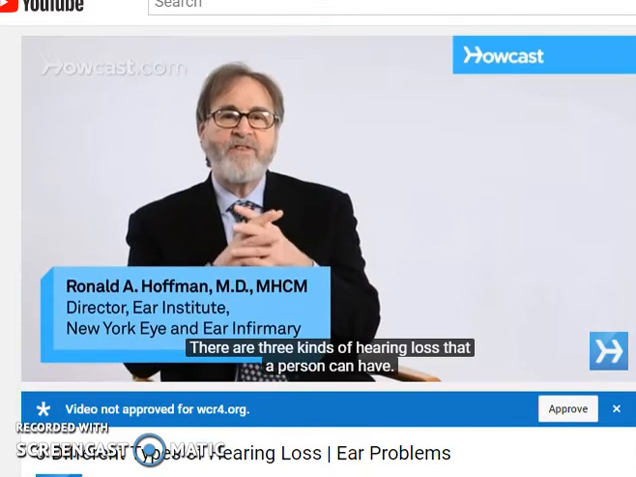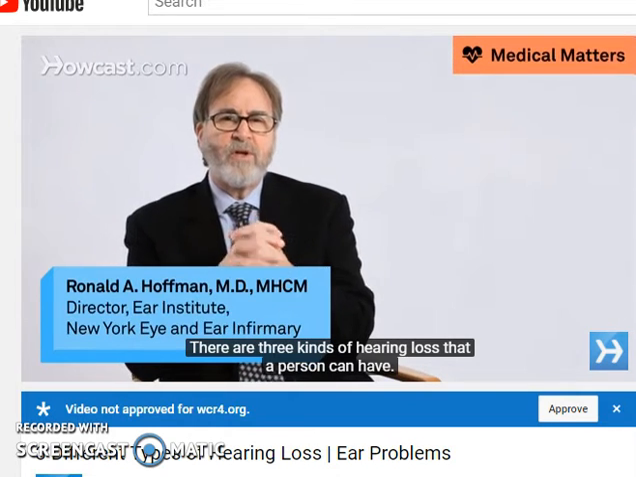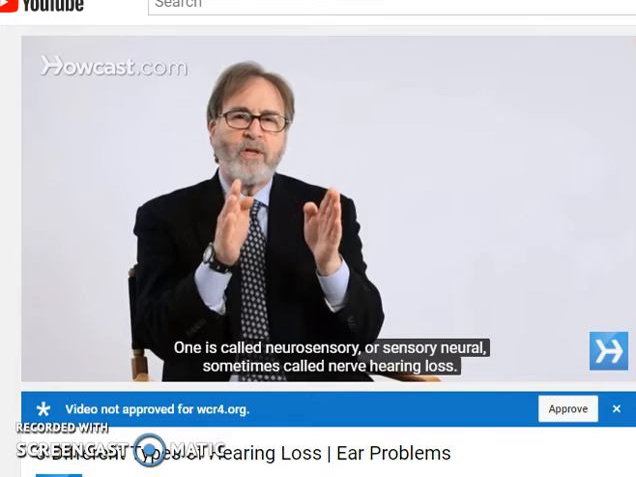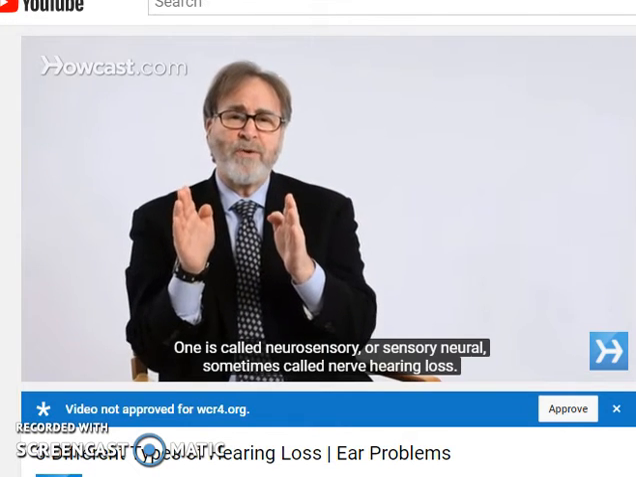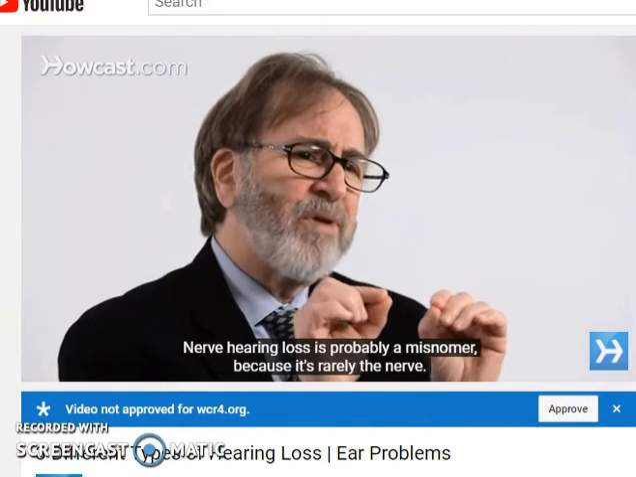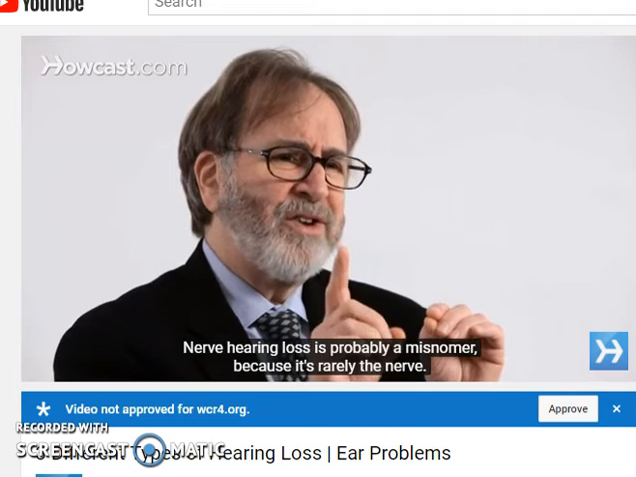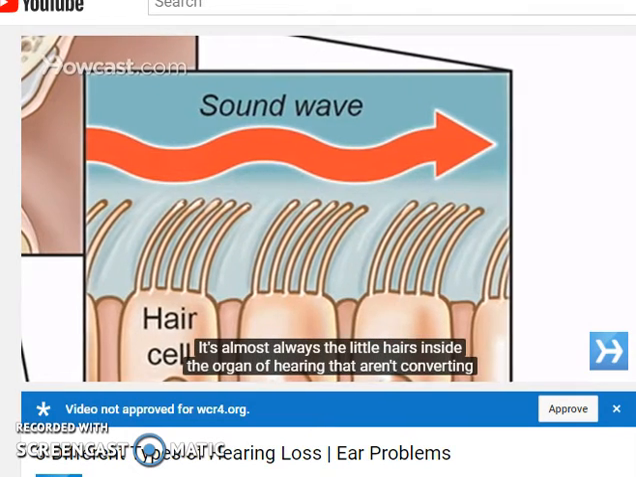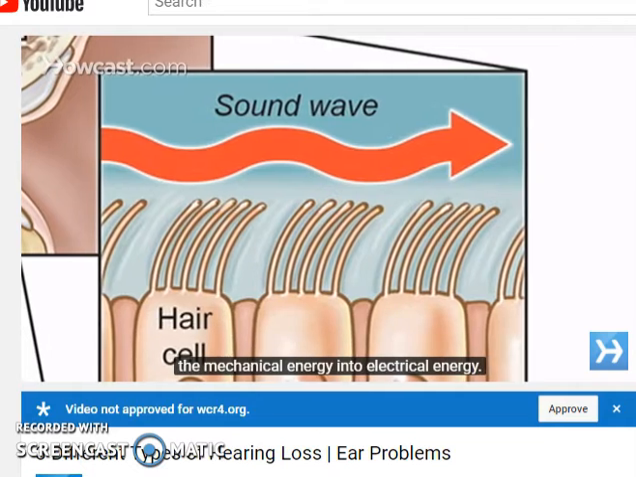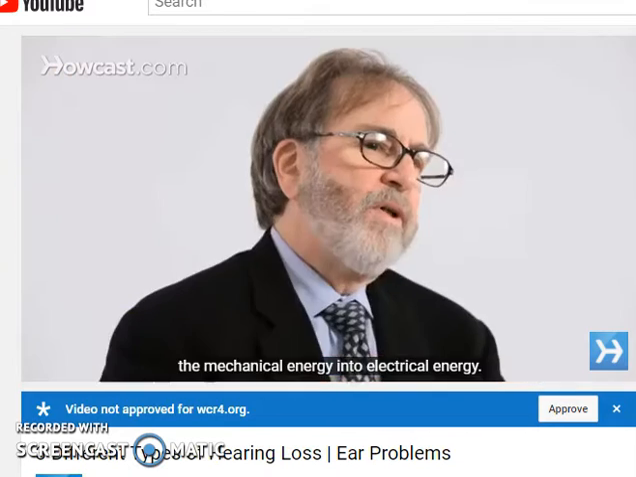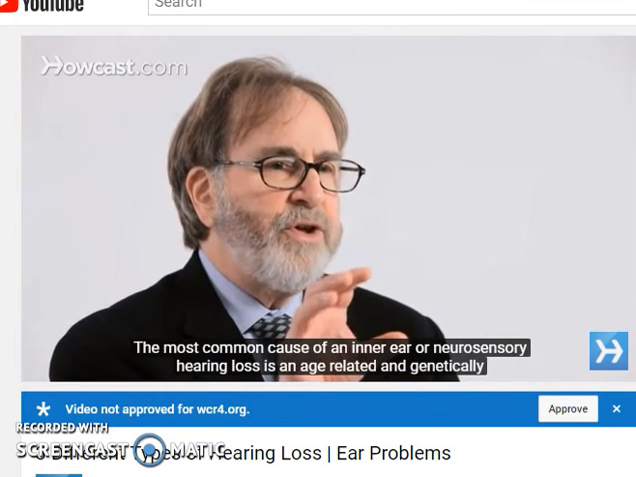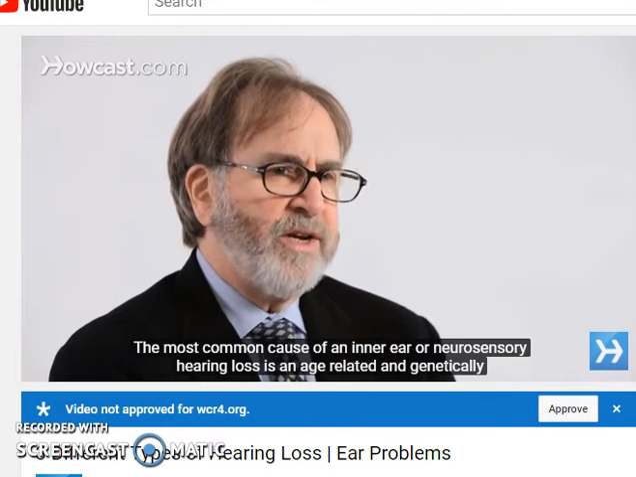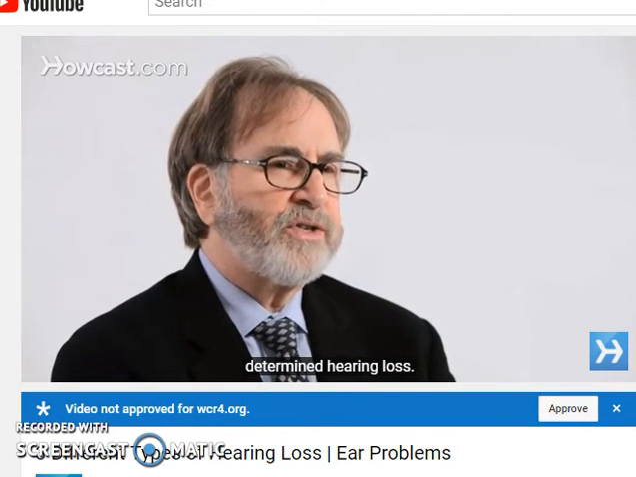There are three kinds of hearing loss that a person can have. One is called neurosensory or sensory neural, sometimes called nerve hearing loss. Nerve hearing loss is probably a misnomer because it's rarely the nerve. It's almost always the little hairs inside the organ of hearing that aren't converting the mechanical energy into electrical energy.